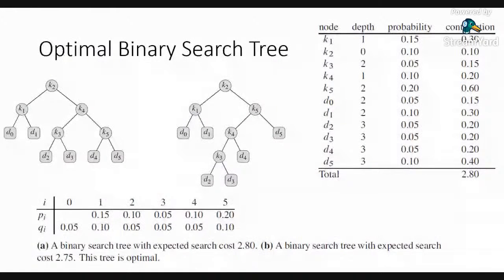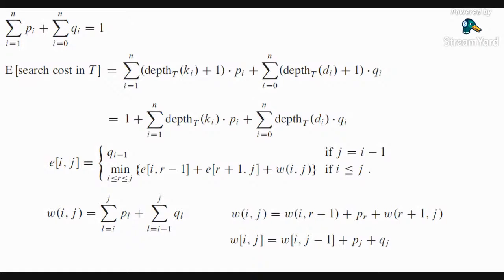First of all, you can note that the summation of all the probabilities is 1. So the summation of successful search probability plus the summation of unsuccessful search probability is 1. If you calculate the summation of all these, it comes out to be 1 only. That's what you can see here: the summation of all the pi plus the summation of all the qi is 1. Here you can also note that i is starting from 1, and here i is starting from 0.